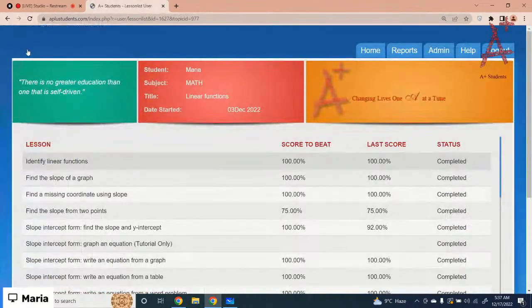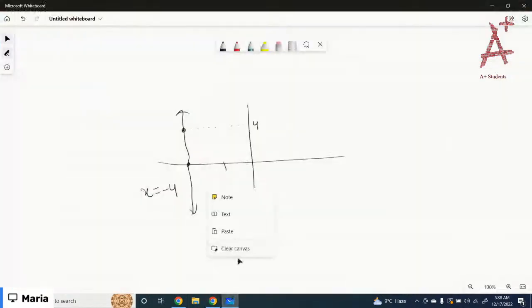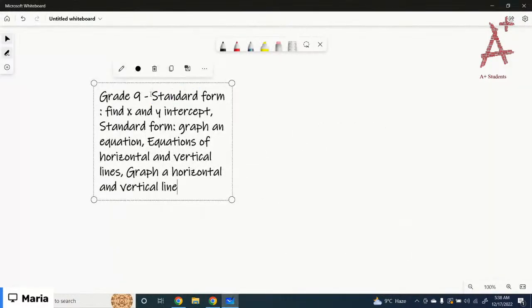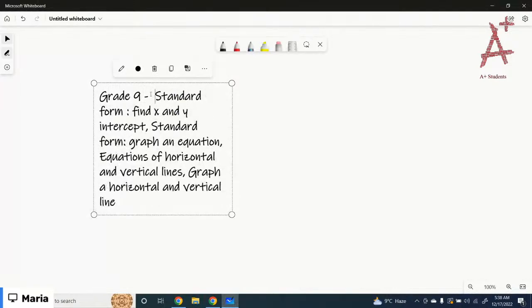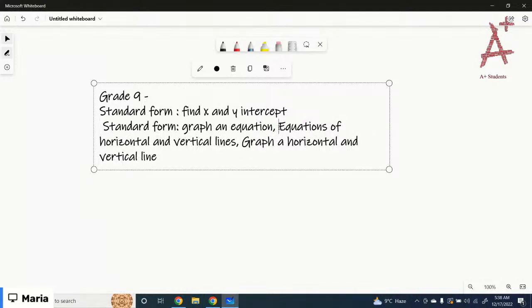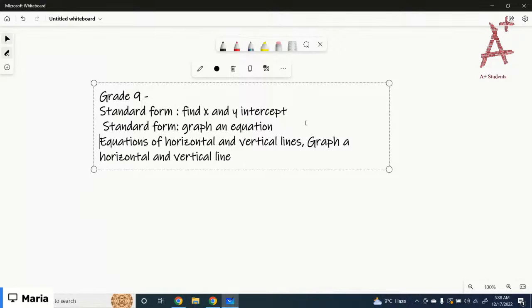Got it? So here is the list of the lessons we have covered today. We are working on grade 9 maths linear functions. Here are the lesson names. They are standard form, find x and y intercept. Then we did standard form, graph an equation. Then we did equations of horizontal and vertical lines. Then we did graph horizontal and vertical lines.